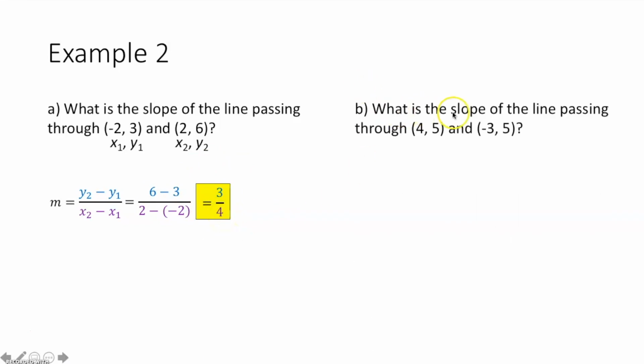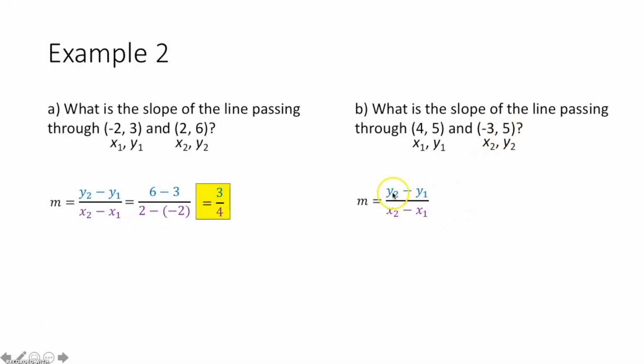Let's try it again. What is the slope of the line passing through these 2 points? So under our first point, we're going to write x1, y1. Under our second point, we're going to write x2, y2. We're then going to write out the slope formula, which is slope m is equal to y2 minus y1 over x2 minus x1. Now we plug in exactly what you see.